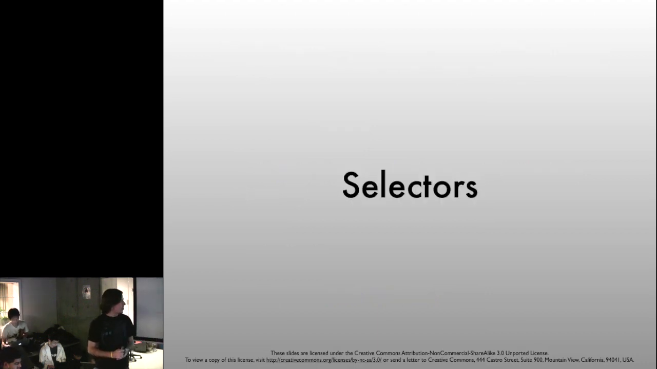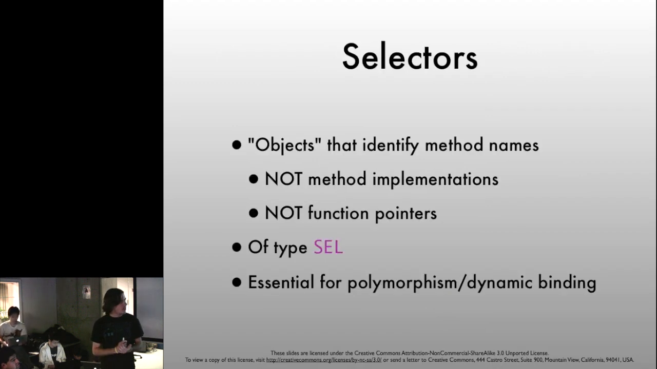Okay, so the first topic that we're going to talk about today is the topic of a selector. The idea of a selector is it's essentially an object, and that's in quotes because it's not an object in the Objective-C sense of the object. It's just a thing that identifies the name of a method.